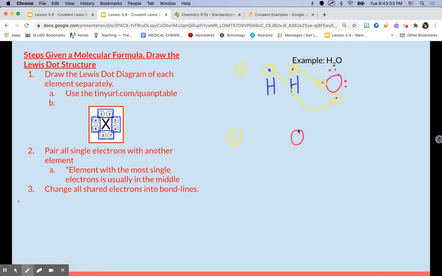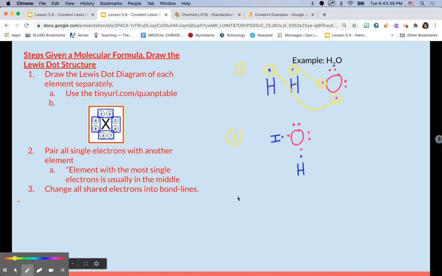So for O, redrawing O like so. If this H goes on the left-hand side, excuse me, can rotate that H there. And for this H, can go up top like so. Let me fix that dot so it makes more sense. There we go. So now all my single ones are paired up, right?